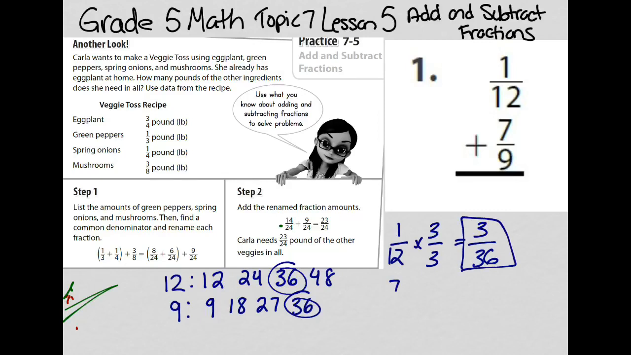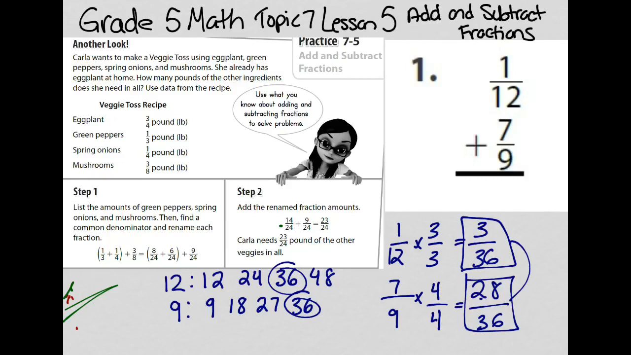Now I have to work with 7/9. Some number times 9 gave me 36. That number is 4. Now I need to do 4 on the top because I did it on the bottom as well. 4 times 7 is 28. So my new equivalent fraction to 7/9 is 28/36.